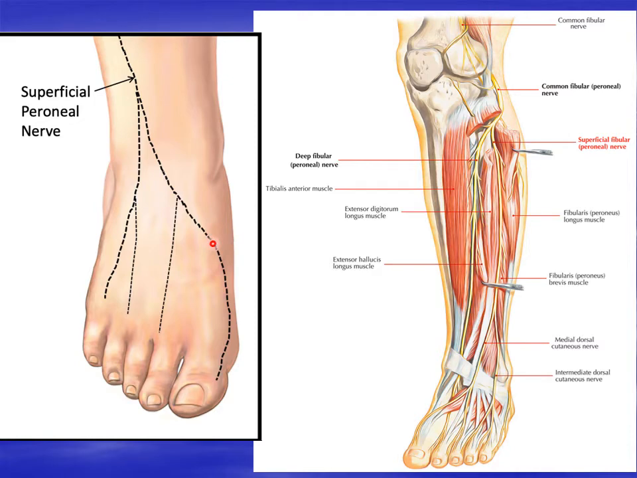dorsal digital branches. This branch is for the medial side of the big toe, and this branch for the two adjacent sides of the second and third toes, this branch for the two adjacent sides of the third and fourth, and this branch for the two adjacent sides of the fourth and fifth toes.